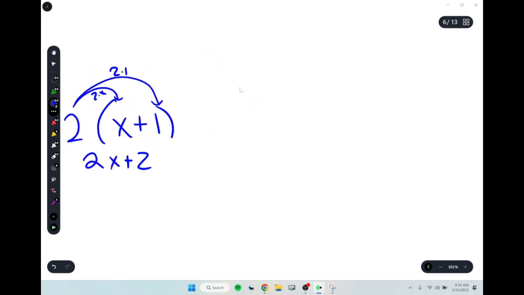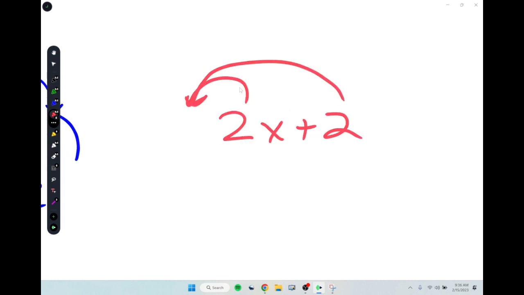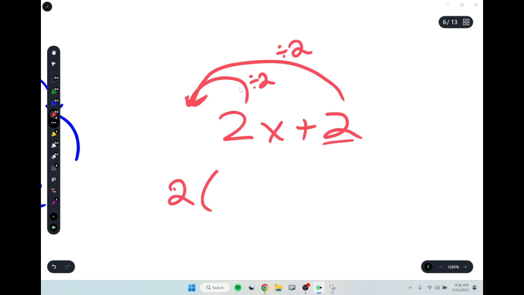Now let's start with our 2x plus 2 and see what this looks like if you reverse it. This is kind of what we were just doing, but with the y. We're going to take out the common factor. What's the only common factor? Looks like a 2. Technically, we're dividing by the common factor on each term, and then you put the common factor out here. What's 2 divided by 2? 1. What's 2x divided by 2?